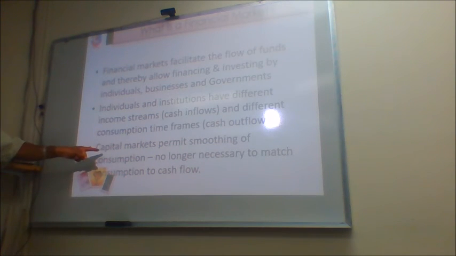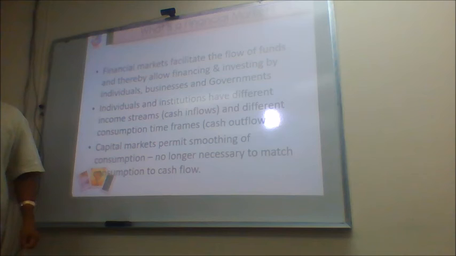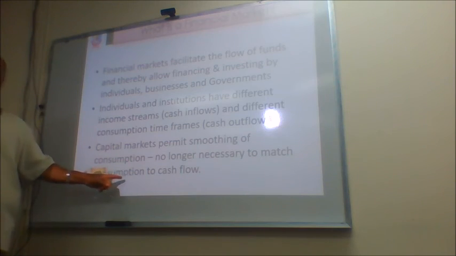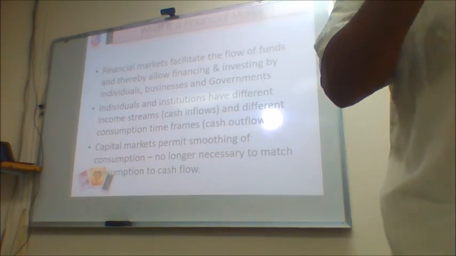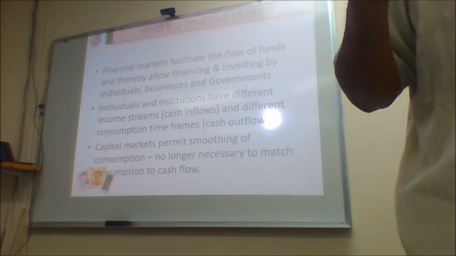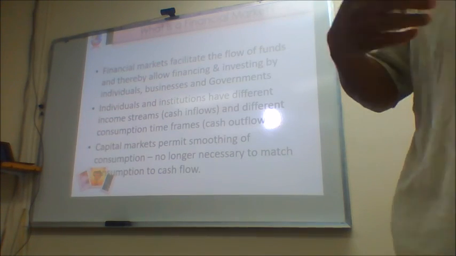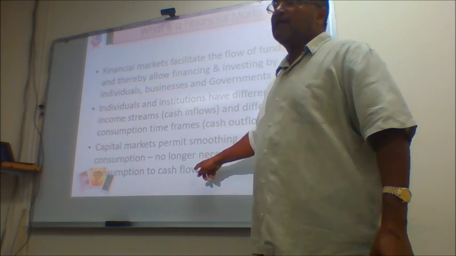See? Capital markets permit smoothing of consumption. Remember when we talked about the mortgages? You bought or built the house, you needed the house then and there, but you didn't have the money. So you borrowed the money and it allowed you to pay out that money month by month while you got your house. Therefore, it's no longer necessary to match your consumption to the cash flow. Now, we've all done this, right? You want to buy something real bad, but you just ain't got the money. It's maybe only like $500, and you don't want to borrow that money. So what do you do? You save it up, and you go and buy it. If you have capital and money markets, you don't have to do that. And you say for $500.